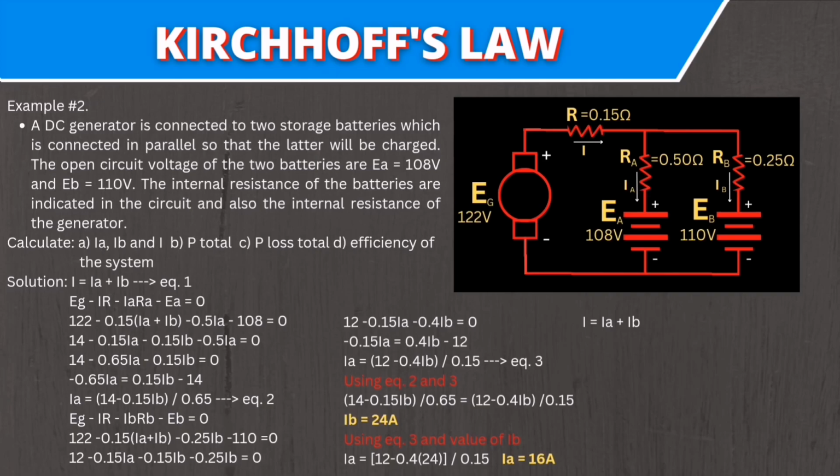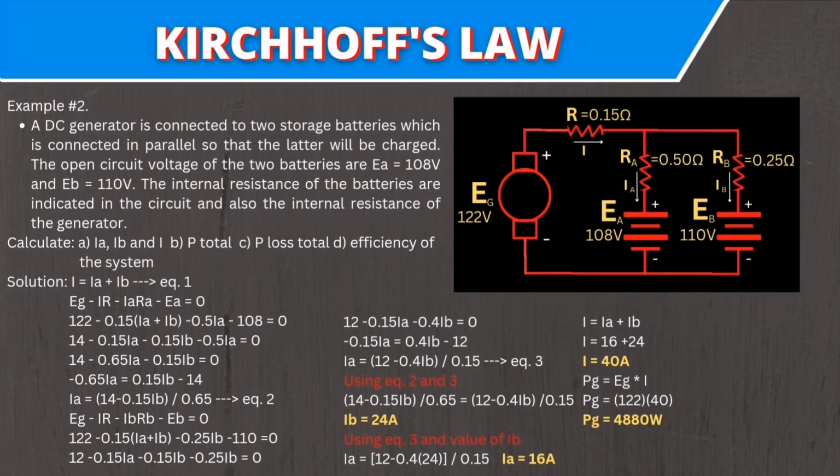Therefore, I is equal to 16 plus 24, which will be equal to 40 amperes. We can now solve for the power delivered by the generator. P sub g is equal to E sub g times I. So P sub g is equal to 122 times 40. That will result in 4,880 watts or 4.88 kilowatts.